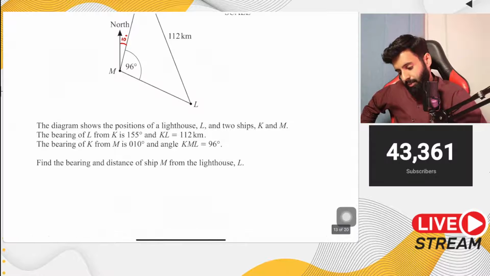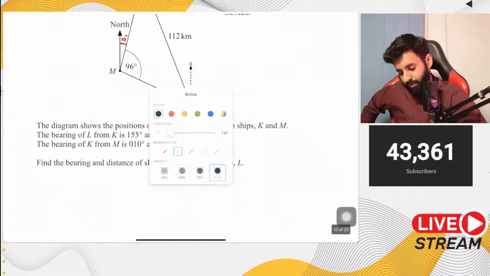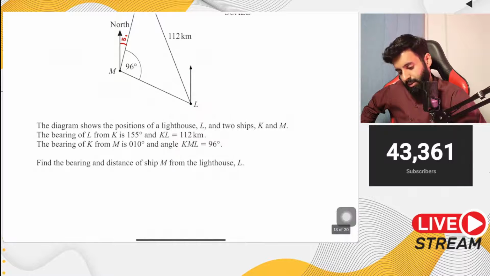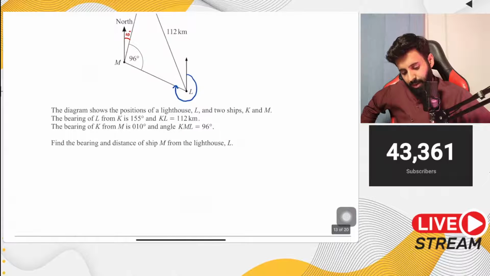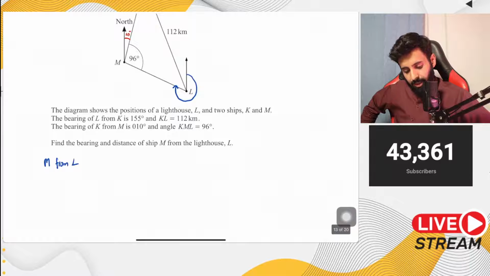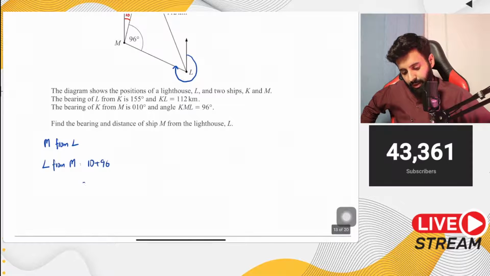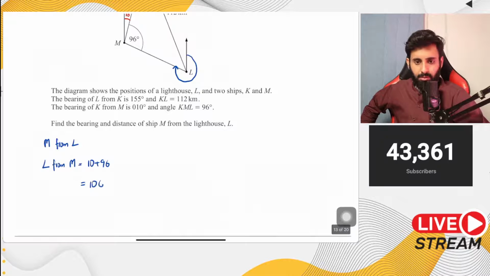So technically, what we have to do is this. We make a north at L. Let's make it a solid north. And this is the angle that we have to find. Now there is a shortcut. Instead of finding the bearing of M from L, which we're supposed to, let's find the bearing of L from M. So what's that going to be? That's going to be 10 plus 96 degrees, which is equal to 106 degrees.